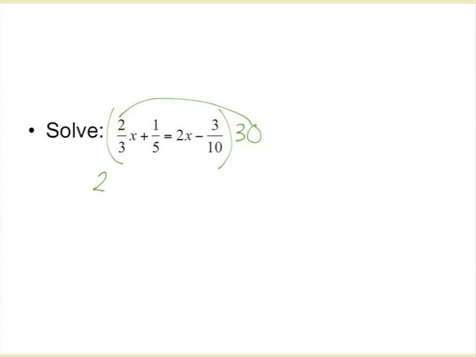2/3 of 30 is 20. 1/5 times 30 is 6. Everything, even if it's not a fraction, so that 2x times 30 is 60x. It is a lot of x's. And then we get minus 9. 3/10 of 30 is 9. So these numbers are already kind of big, so if you chose something even bigger than 30, it might work, but you're going to have some really big numbers to work with. I'm going to subtract 20x from both sides.